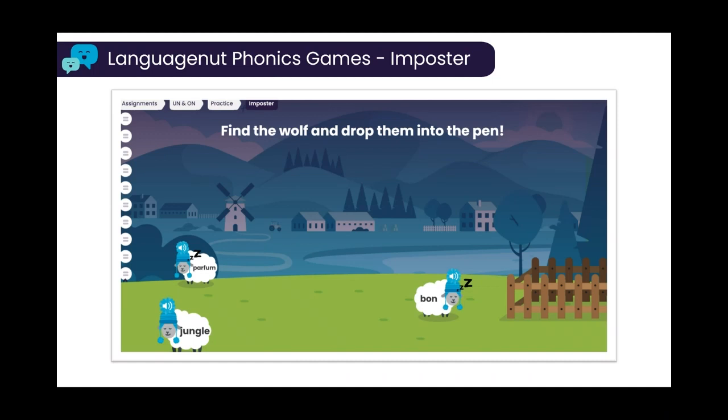We then also have imposter, a nice one to do as a front of class activity. If you wanted to do it with mini whiteboards, you could have a tick or a cross. The idea is that you play the audio on top of the little sheep's head and decide whether or not it matches the word in the sheep's body. If you believe that it matches, you could get students to write a tick and hold up the whiteboard. If you think that it's wrong, get them to write a cross, and if you all think it's wrong, then you drag that sheep into the pen to see whether or not it is the wolf in sheep's clothing. So a nice one potentially to play as a front of class activity.